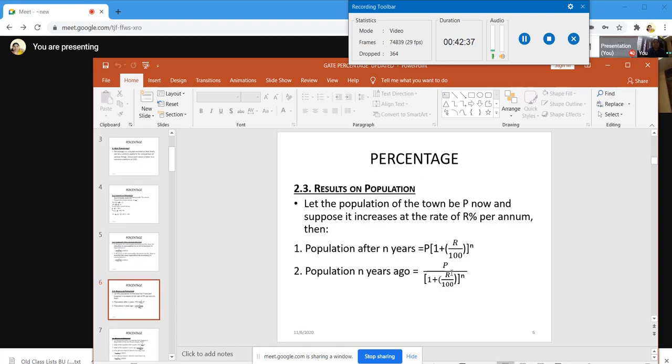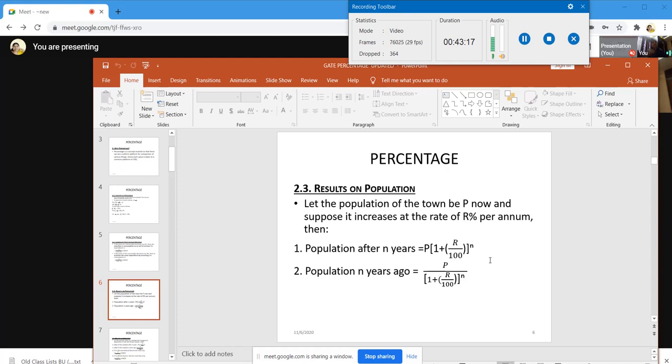Okay, right. Next, when they are asking about populations, let the population of a town be P. Now suppose it increases at the rate of R percent per annum. Then what will the population be after n years? The formula we can apply is P into 1 plus R by 100, to the power n. n is the number of years. For example, if they are asking after 10 years, after 5 years, like that. Then you multiply the population P into 1 plus R by 100, to the power n.